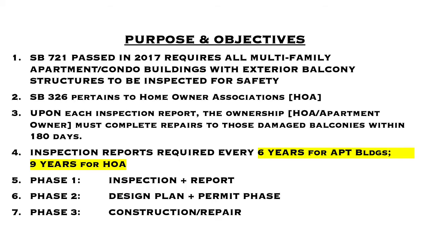The objectives of this course are to, first of all, understand there are two regulations. There's SB 721, which pertains to multifamily apartment and condominium buildings. There's also SB 326 that was passed in 2020 that focuses on homeowner associations. We're going to be focusing primarily on SB 326, although the technical information is applicable to both laws. There are some nuances between the two regulations. For example, for HOAs, the inspection cycle is 9 years. For apartment buildings, it's every 6 years.